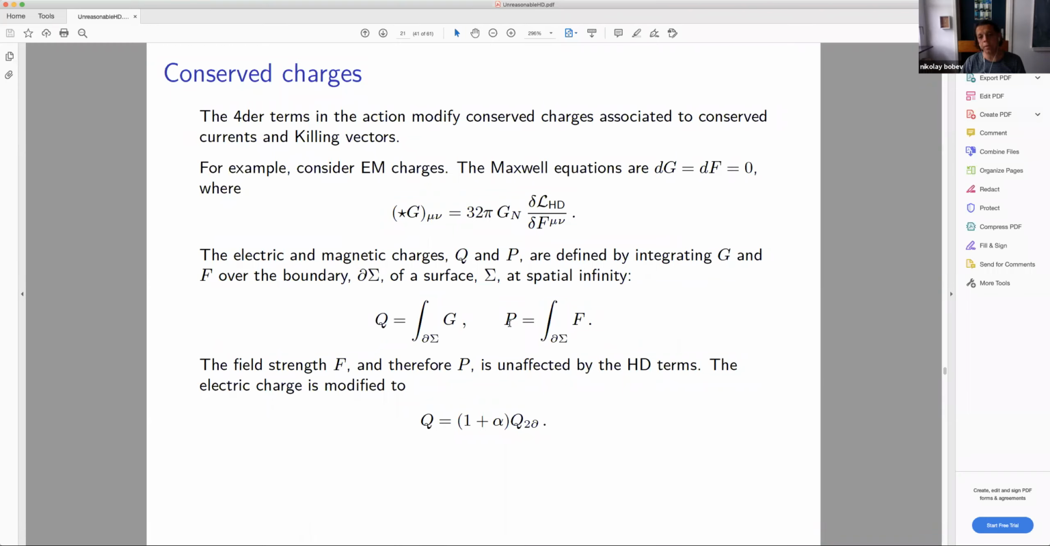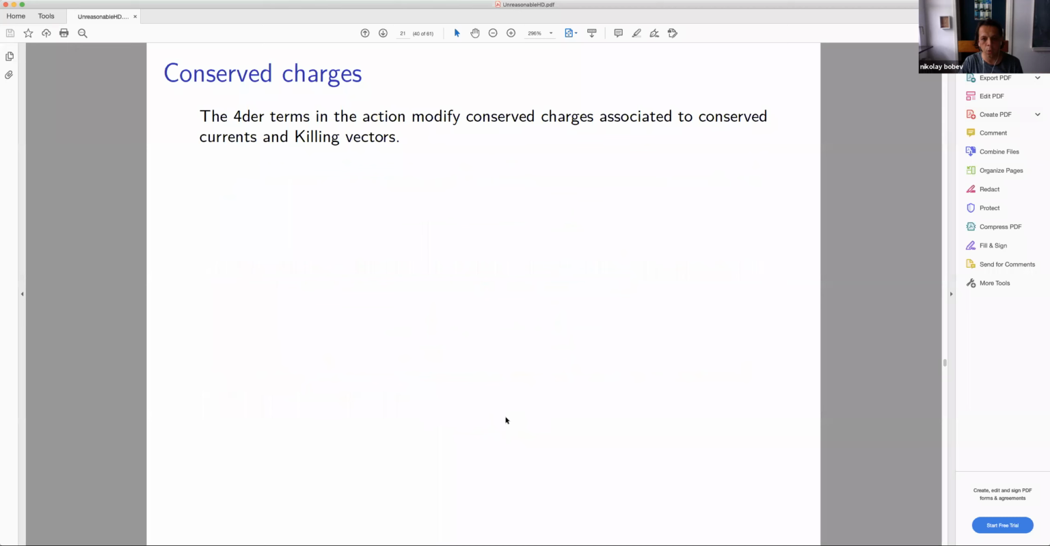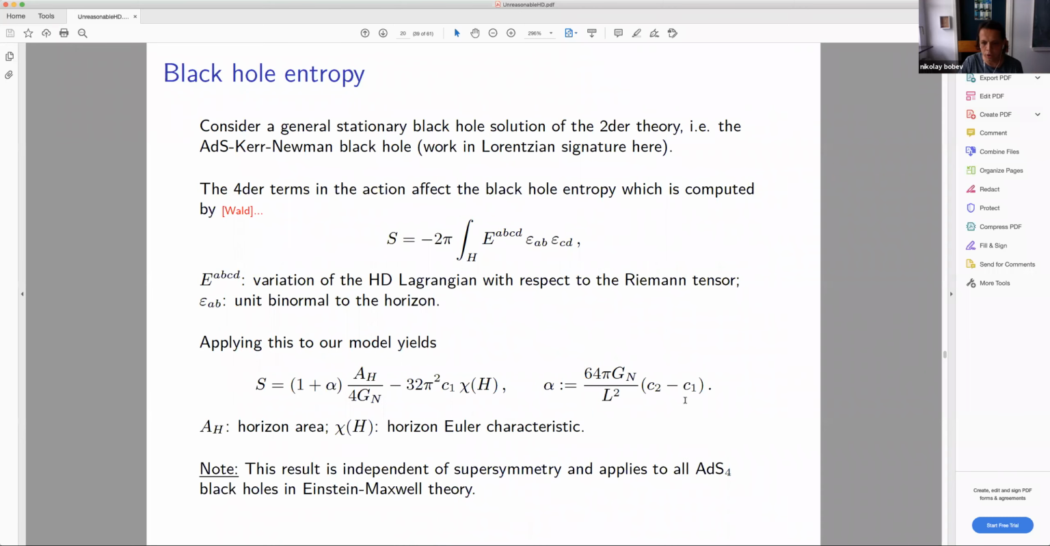So P is the magnetic charge. It is not affected by the higher derivative terms because F is the same. However, G or Q is affected. And the answer is very simple. It's right over here. So you have some black hole with a certain electric charge. And all that happens is that by adding all of these higher derivative terms, the charge is modified by this alpha, which, just to remind you, is this quantity here related to the C1 and C2 coupling.